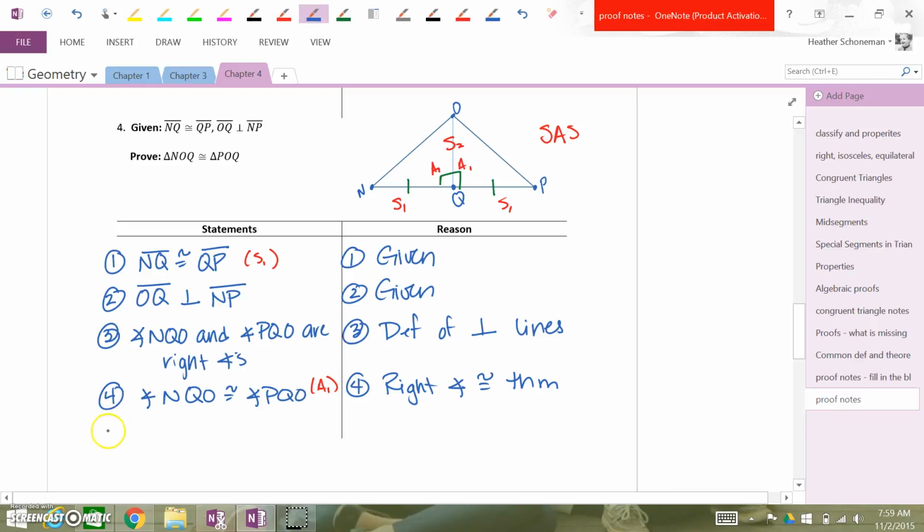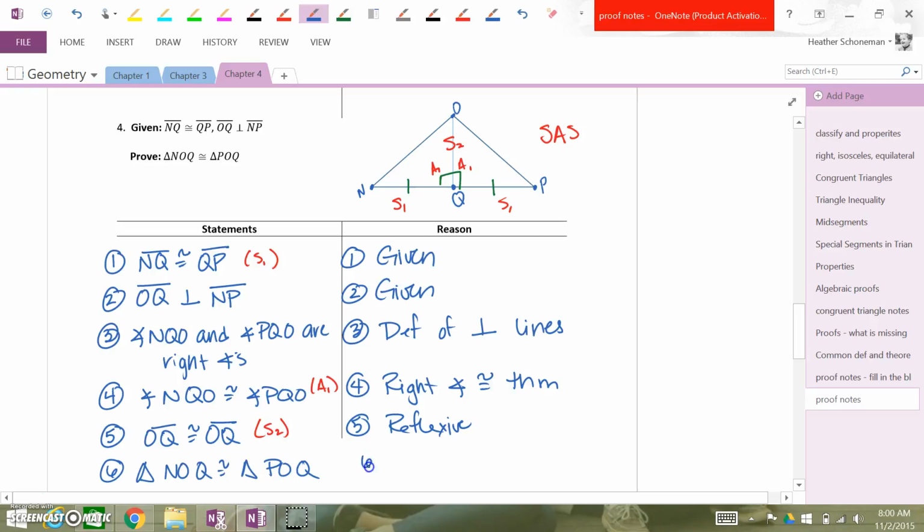Now we need our 3rd fact. Our 3rd fact would be that OQ is congruent to OQ, and that reason is reflexive. And now that I'm looking at my proof, this is my 3rd fact. And now that I have all 3 facts, I can make my conclusion. And my conclusion is that triangle NOQ is congruent to triangle POQ. And my reason is side angle side.